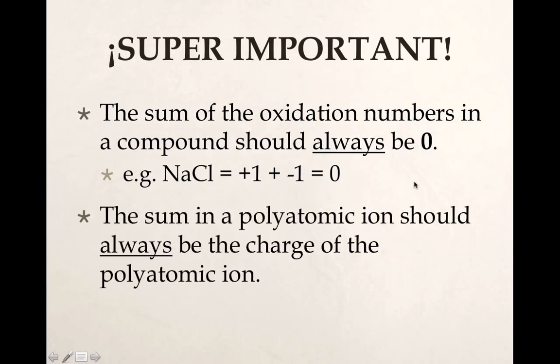The exception is that if you are talking about a polyatomic ion, the sum should always be the charge of that polyatomic ion. So cyanide, which is CN-1, that's a polyatomic ion. The sum should always be equal to -1, because that's the charge of the whole thing. It's not 0. See, there's nothing up here. This is 0. This is actually -1. So carbon is, remember, plus or minus 4. Today it's +4, and nitrogen is -3. And that should give you -1. Okay, let's move on to some examples.